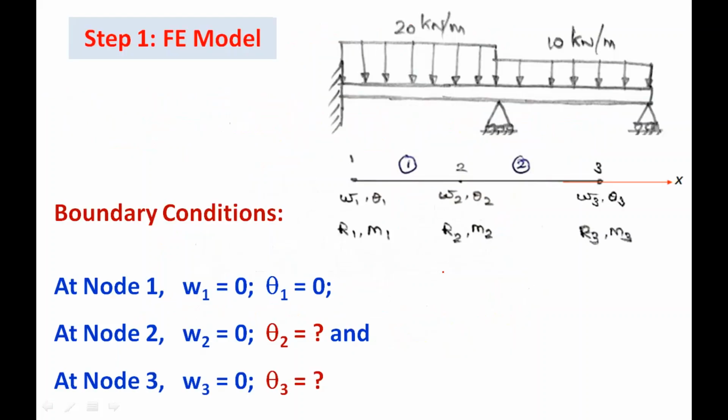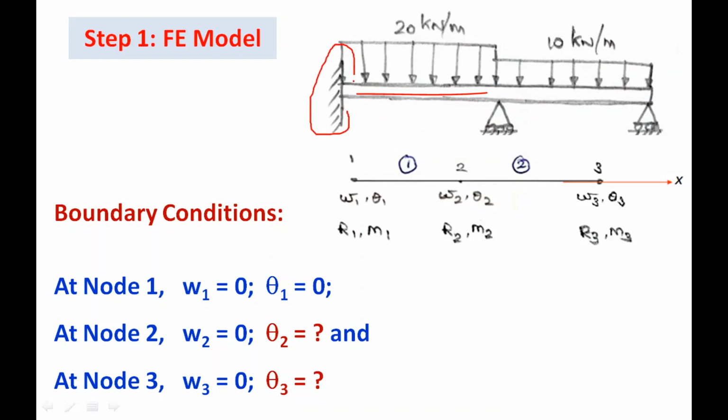In the finite element model, we have to follow the thumb rule. What is the thumb rule here? Whenever there is a change in cross section or a change in material property, we have to introduce a node. But in this beam, there is no change in cross section and no change in material property. So then the third one is the boundary points, where we have to introduce a node.